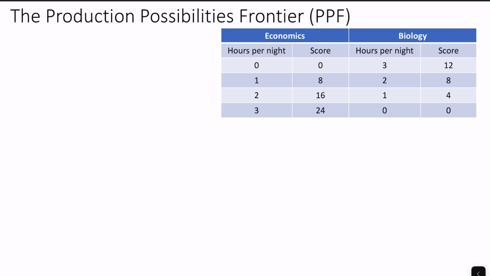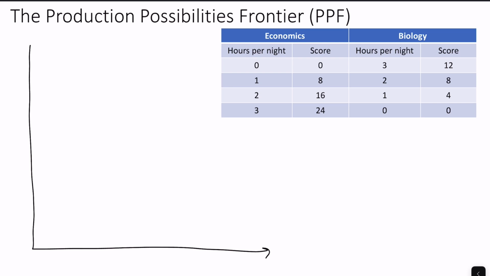Now, we're going to take that information contained in the table here and make a graph out of it. That graph will be the Production Possibilities Frontier. So we have a y-axis and an x-axis on this graph. On the y-axis, this will be economics points. And on the x-axis, this will be biology points.